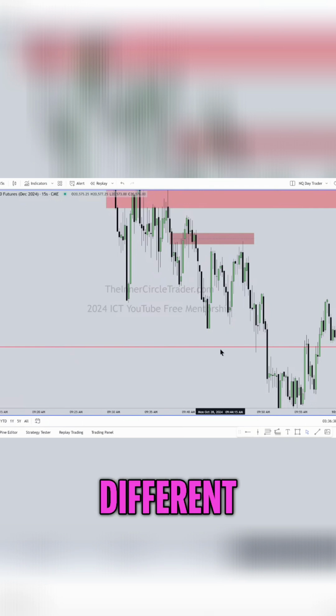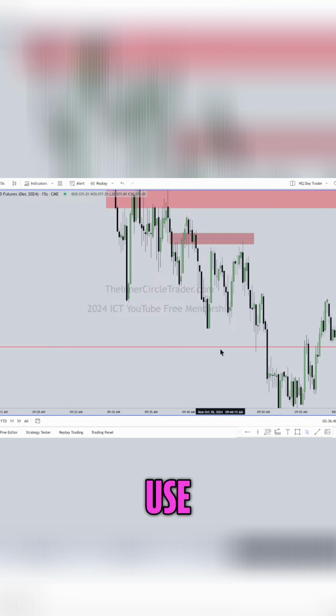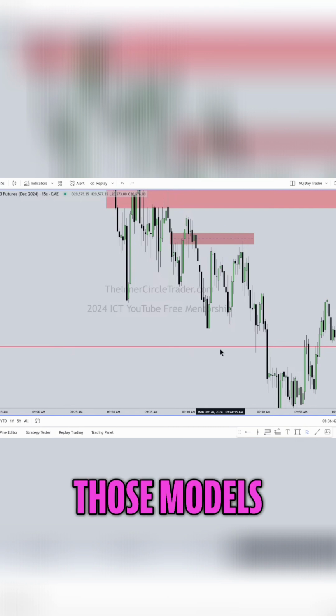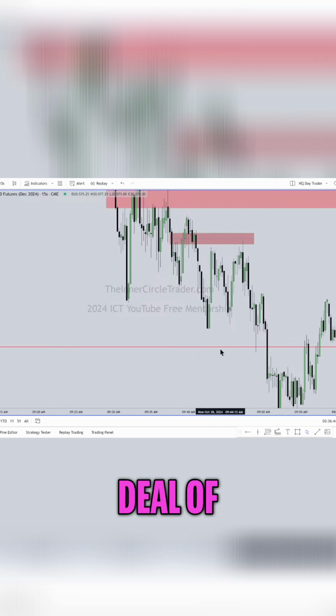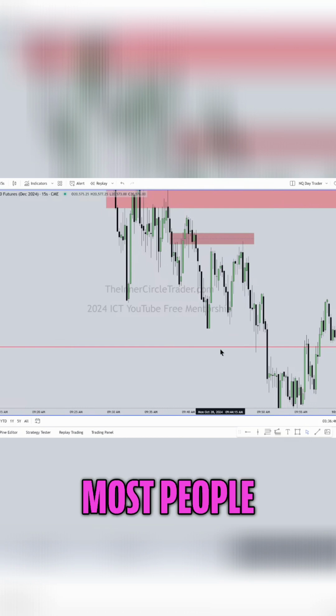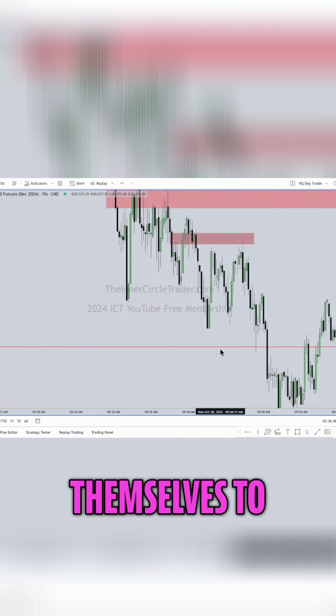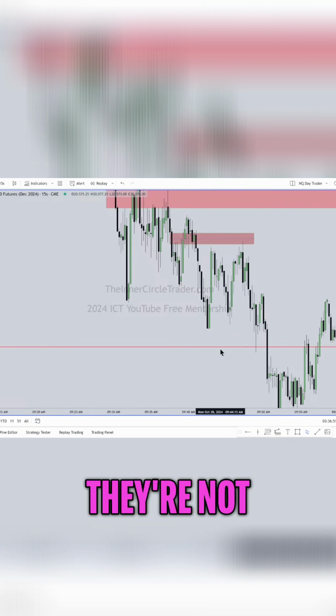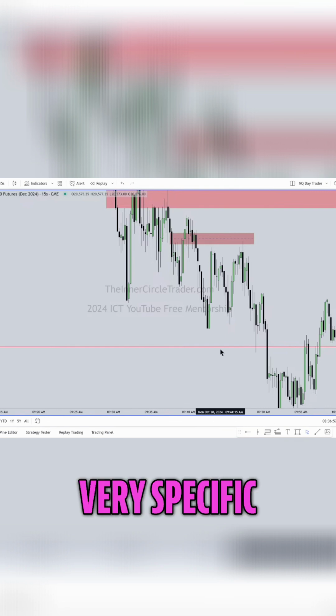There's a lot of different smaller little models that you can use inside of those models. But what I was actually building is a great deal of refinement that most people will not be willing to subject themselves to. So many rules that are very specific that they're not going to want to do it. But they are profitable, absolutely profitable. But you have to sit and wait for very, very specific things.